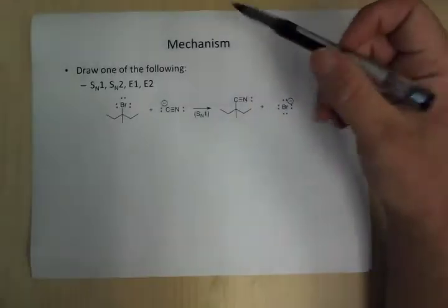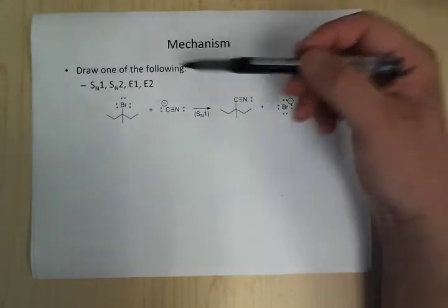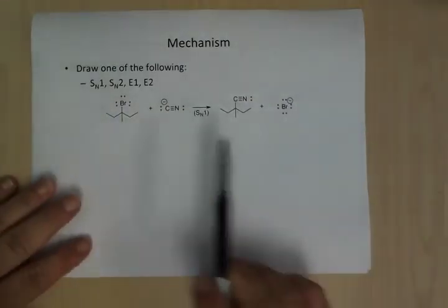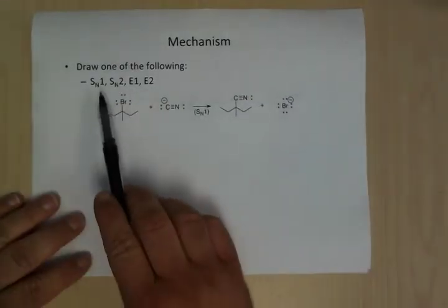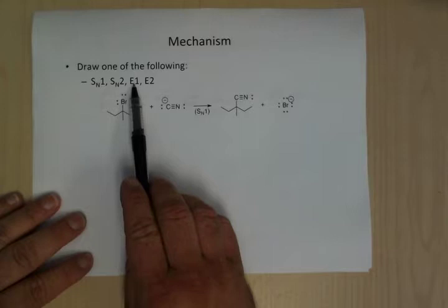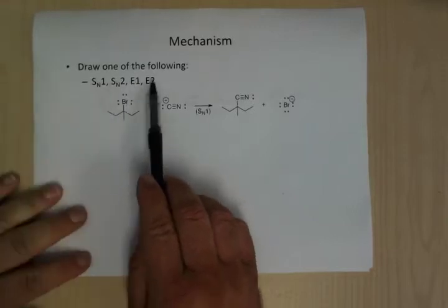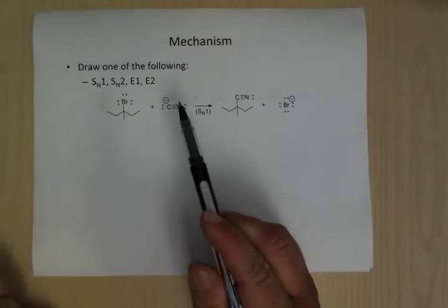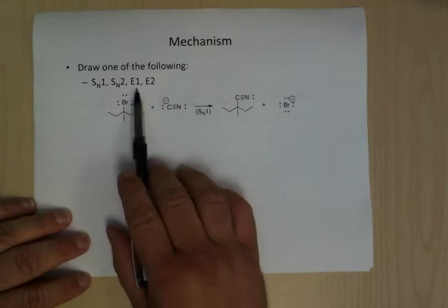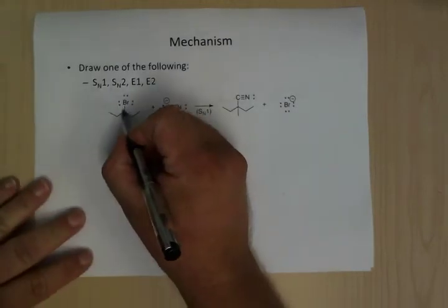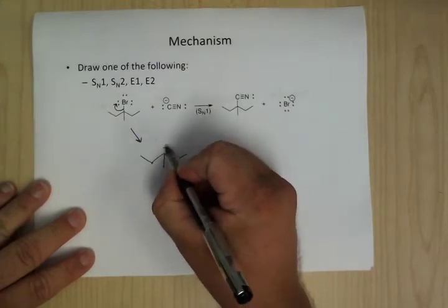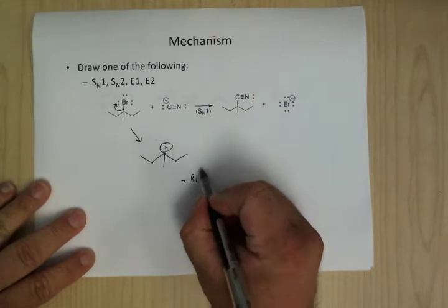Okay, so you're going to have to draw one of these mechanisms, and I'll give you a reaction like this. It'll look just like this, and we'll say, draw the mechanism. So just as a reminder, the SN1 and E1 happen in 2 steps. The SN2 and E2 all happen in 1 step. It just so happened to work out that way. So the first step for the SN1 and E1 is always going to be the same. It's going to be the leaving group leaving, and so you're going to end up with the carbocation here, plus Br minus.